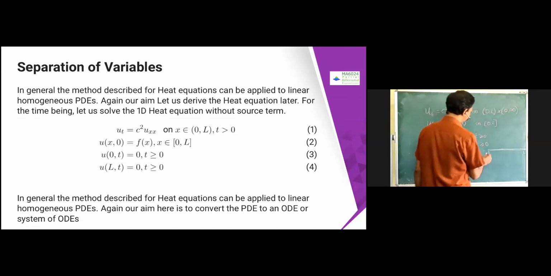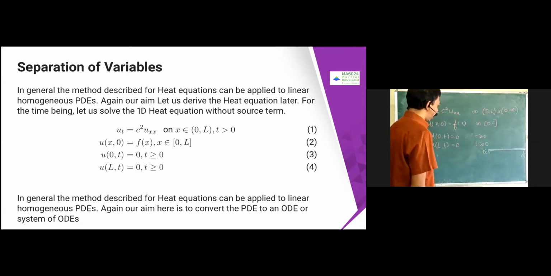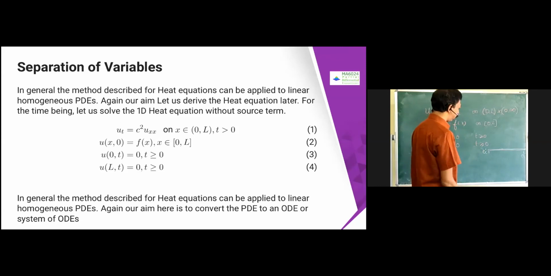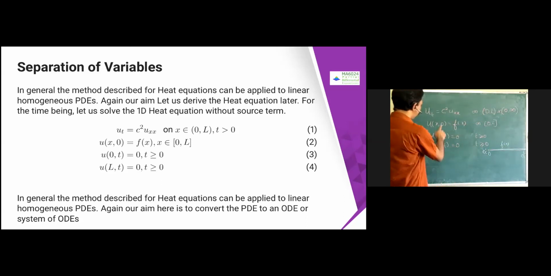I keep 0 degrees Celsius here, and at this end also I'm keeping 0 degrees Celsius. Here I'm going to give some function: at u of x comma 0 equal to f of x. So for the remaining places, 0 to L, I'm going to give some f of x, some function of x, for the initial time.